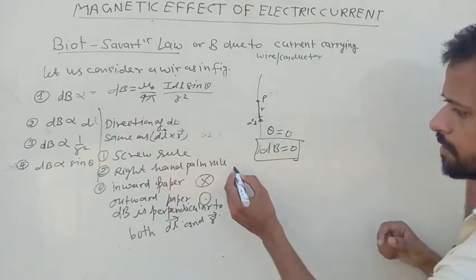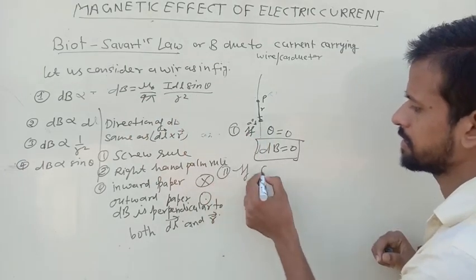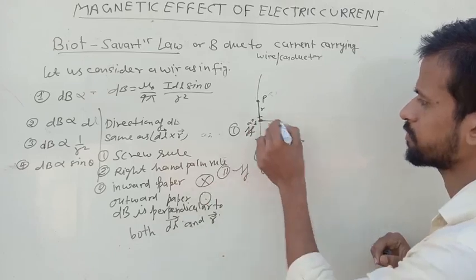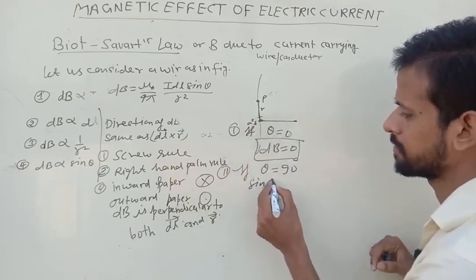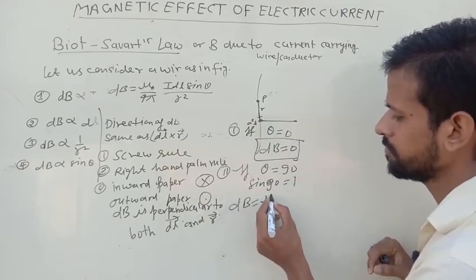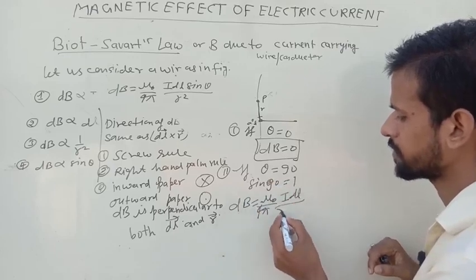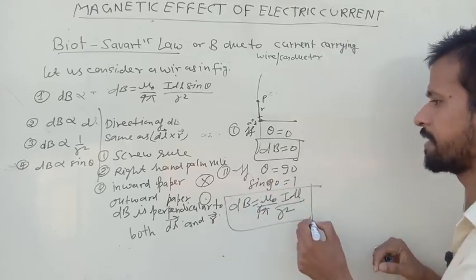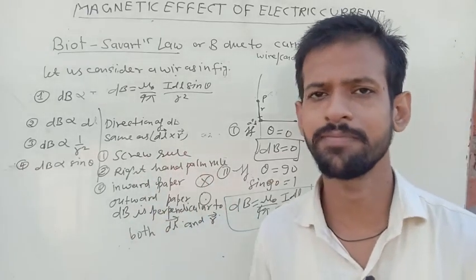Now, second case, if theta is 90 degrees, then the magnetic field is, sine 90 is 1, so dB is equal to mu naught by 4 pi I dl upon r square, because sine theta is 1. So there are two cases, and that's all about the direction of magnetic induction.